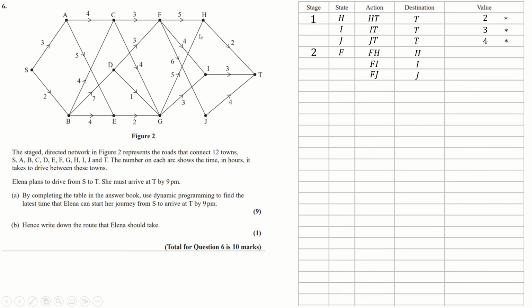Now, F to H is 5, and then the best choice from H is worth 2, so that's going to be 5 plus 2 is 7. F to I is 4, best choice from I is worth 3, so that's 4 plus 3 is 7 as well. F to J is 6. Best choice from J is 4, 6 plus 4 is 10. So we don't want to be doing that one, but either of these two is fine, so star them both.